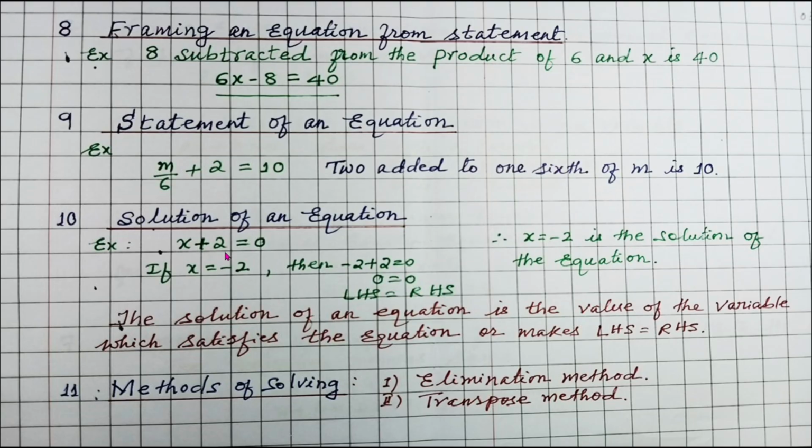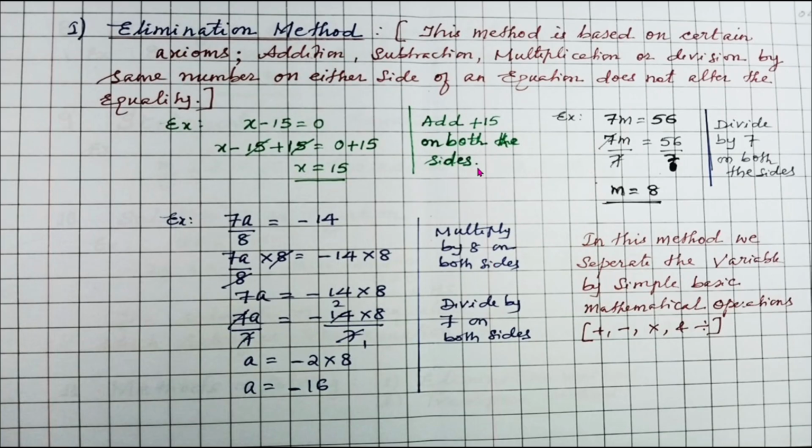So what is the solution of an equation then? The solution of an equation is the value of the variable which satisfies the equation, or makes LHS equal to RHS. So that is what is called the solution of an equation. Please remember that. Now there are different methods of solving. We have two different methods, the elimination method and the transpose method. Now let us learn the first method, that is the elimination method.